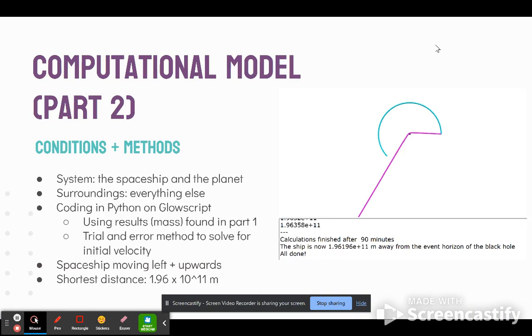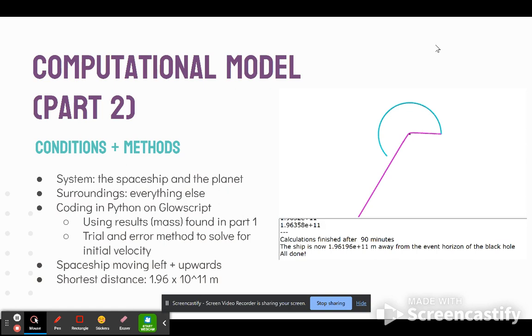In part 2, the mass of the black hole that was found in part 1 was used. I found the gravitational force exerted by the black hole and ship on the planet, and the planet and the black hole on the ship, separately using the formulas mentioned in the beginning. The results of part 2 are shown on the right, with the ship's trajectory deflected by the black hole in a slingshot manner without crashing into it. Additionally, I used trial and error to find the initial velocity.